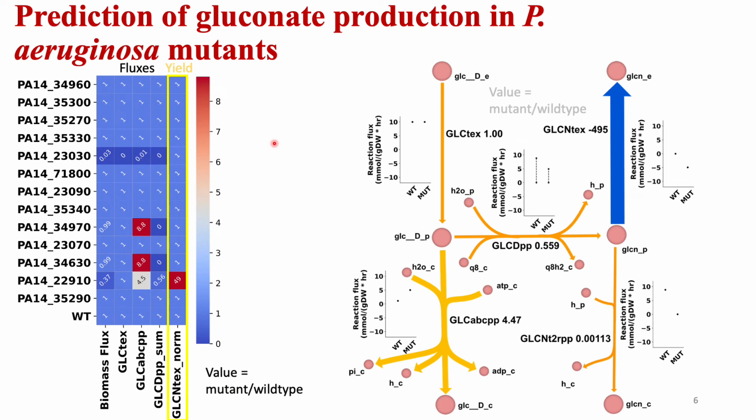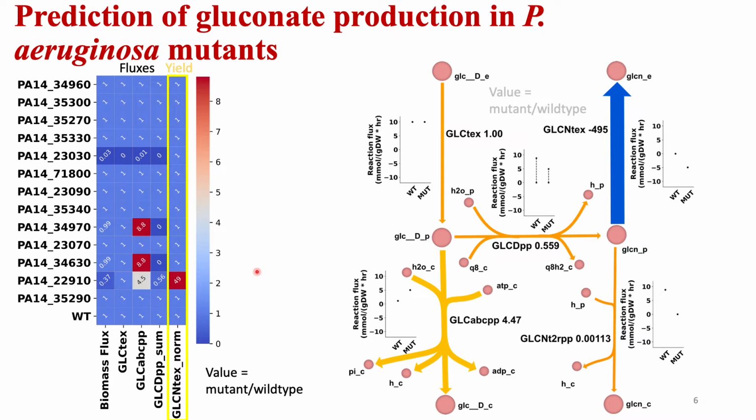Next, we use the model to study gluconate production in different mutants. Out of 13 mutants, we found that the deletion of the edd gene, which encodes for 6-phosphogluconate dehydratase, led to higher yield of gluconate compared to the wild type. In the heat map, the values are obtained by dividing the fluxes or yield of the mutant by the respective fluxes or yield of the wild type.